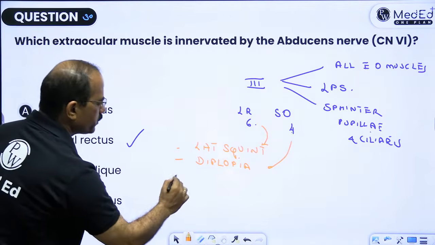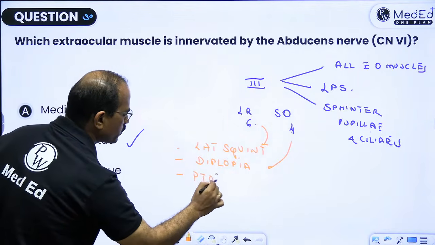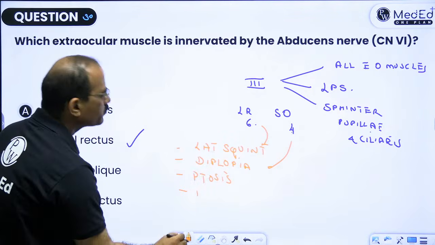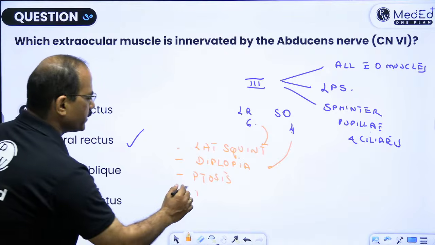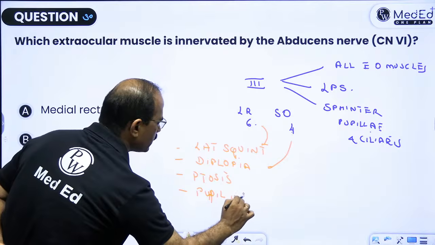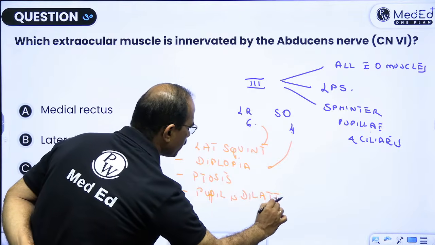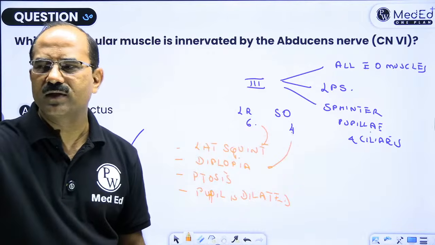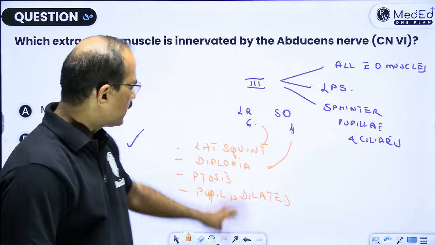Levator palpebrae superioris paralyze हो गया तो ptosis होता है, ptosis, and the pupil is dilated and fixed because the sphincter pupillae and ciliaris is damaged. ठीक है ना? ये याद रखना, this is very important.